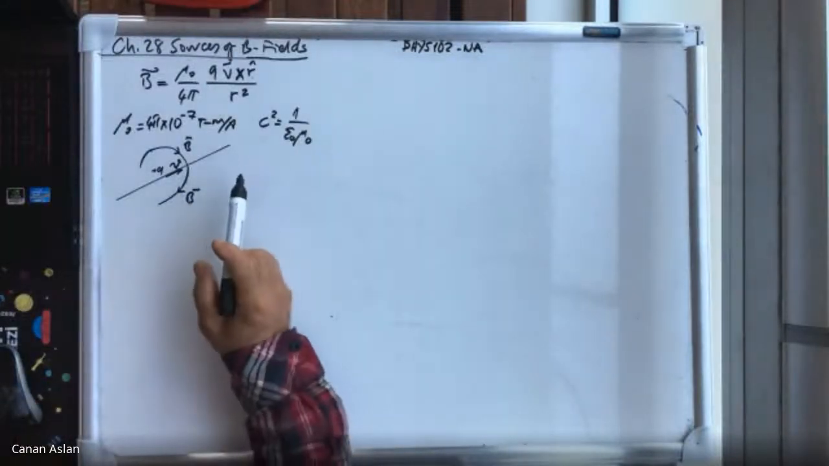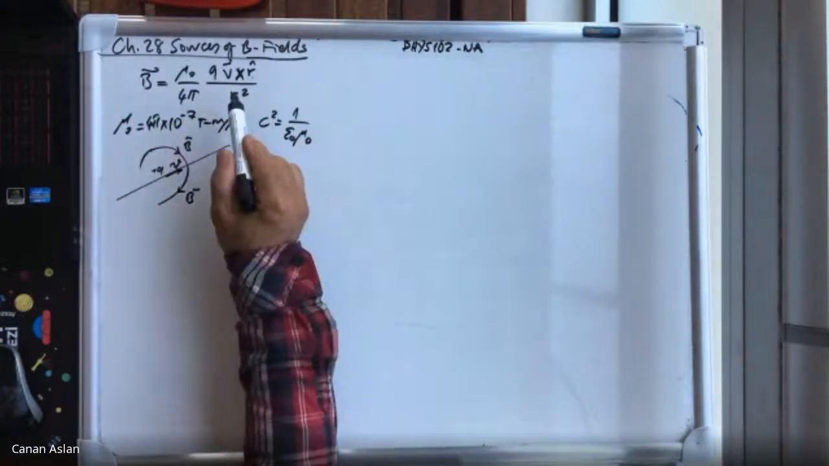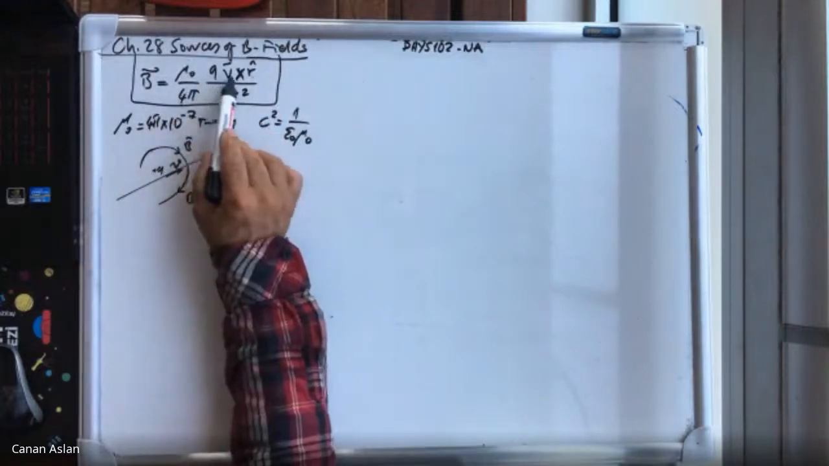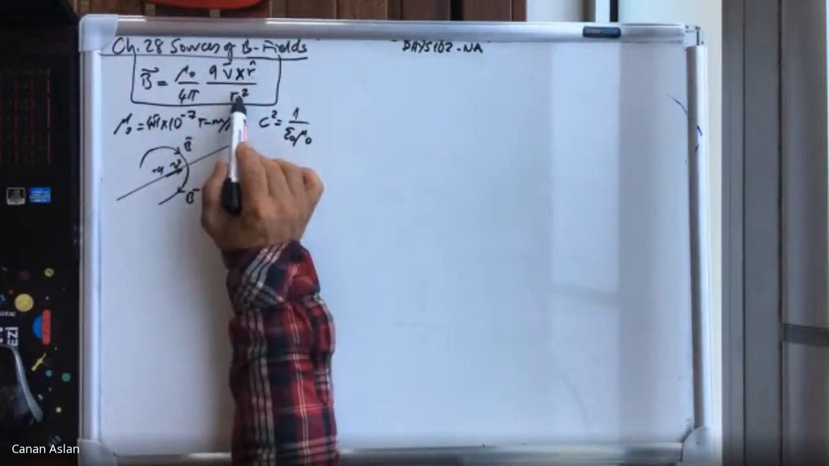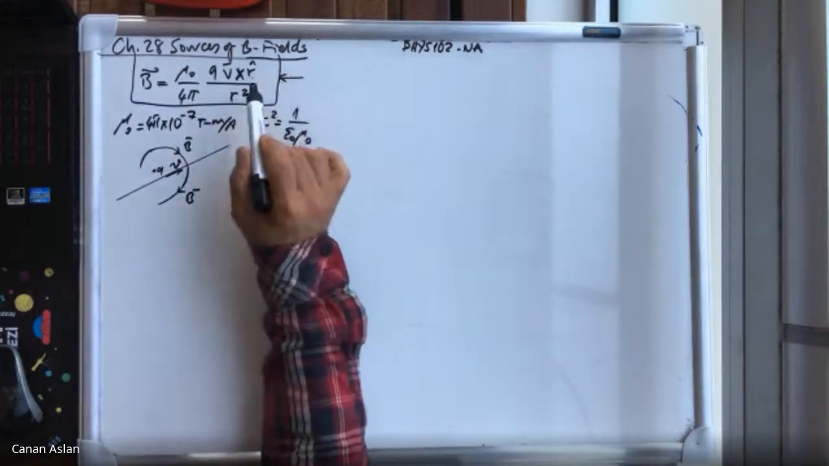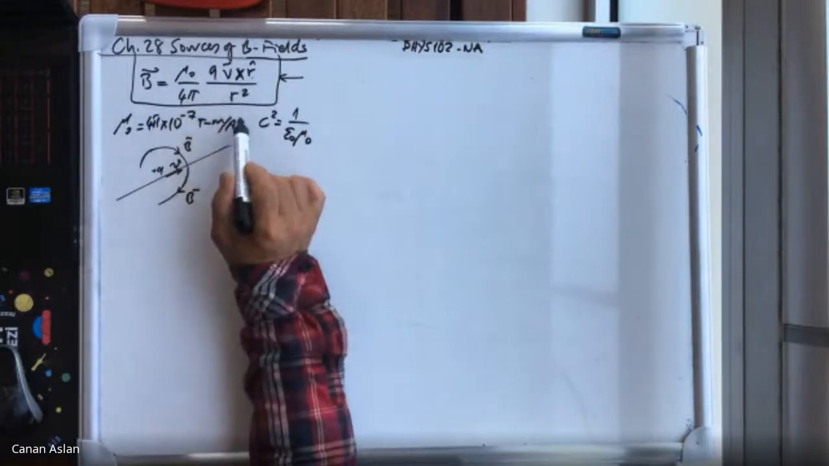This is the Electricity and Magnetism course, chapter 28, Sources of Magnetic Fields. The magnetic field will be given by this expression: mu0/4 pi times q v cross r unit vector, divided by r squared. This is a given expression. We will use the applications of this, but we will not derive this equation.